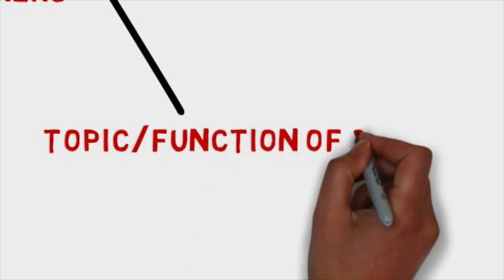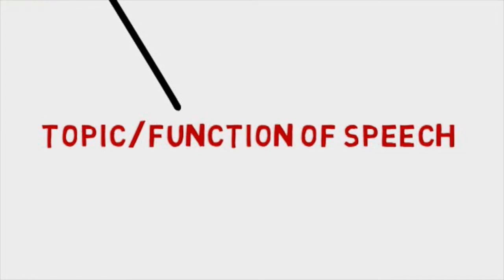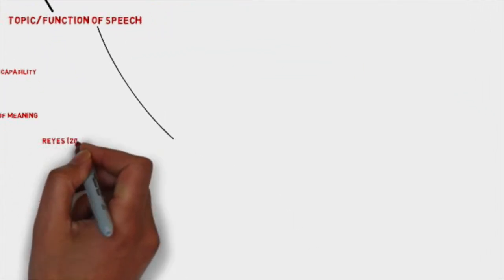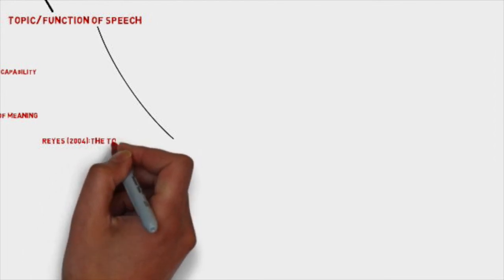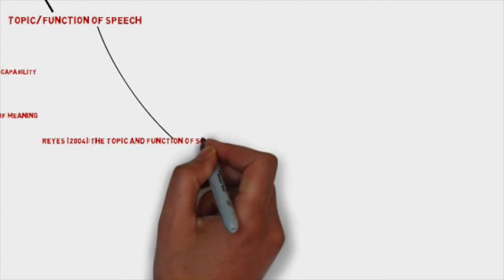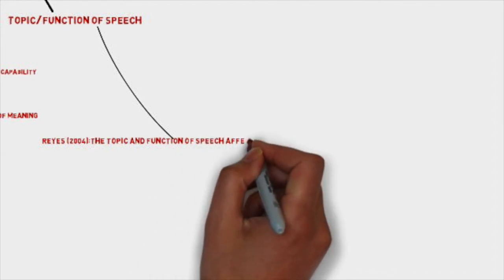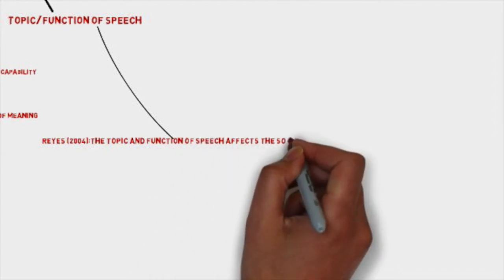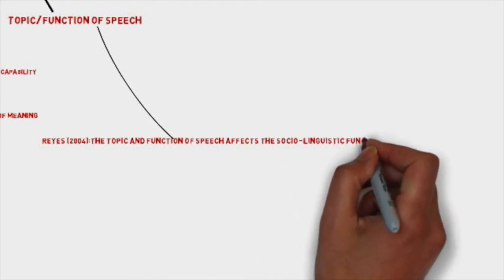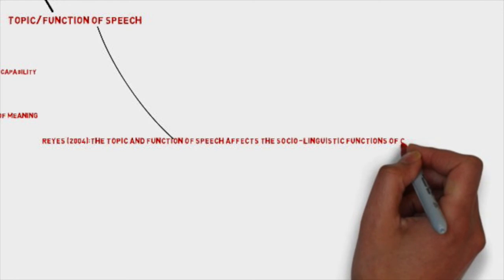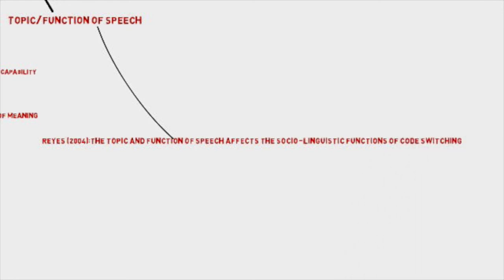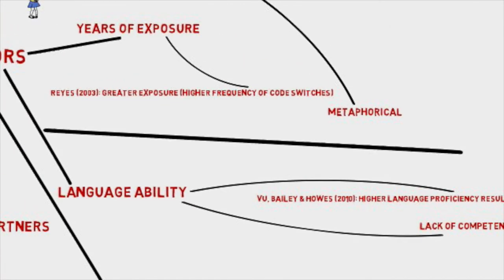The topic and function of speech affects the social linguistic functions of code switching. In a study conducted by Reyes, which examined 7 and 10-year-old immigrant Spanish-speaking children in the United States, it was found that the type of code switching was dependent on whether children were engaged in social talk or talk pertaining to a school-related task. For example, it was found that the functions for which code switching was used in social talk differed from the functions for which code switching was used in school-related talk.